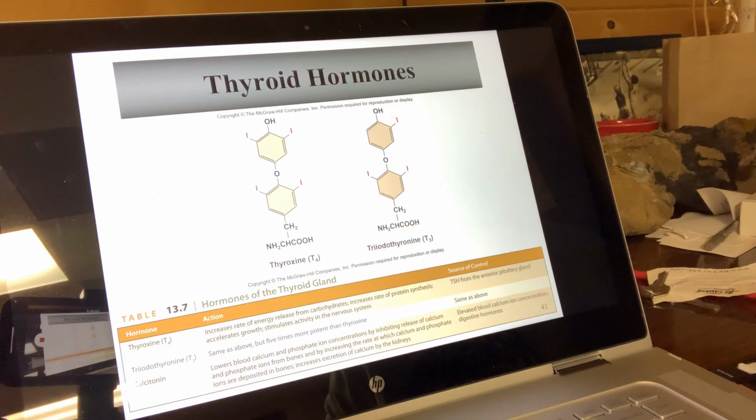thyroid hormones do. They also increase the rate of synthesis of proteins and accelerating growth. So thyroid hormone works with growth hormone to increase and accelerate growth. It's also important, especially early in life, in the stimulation and activity and development of the nervous system.